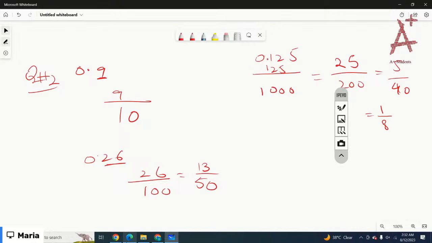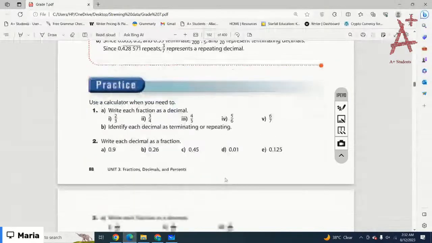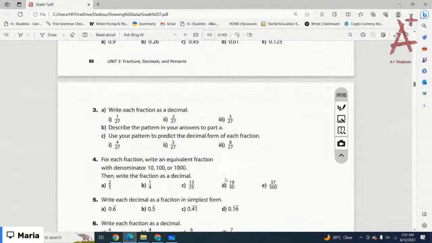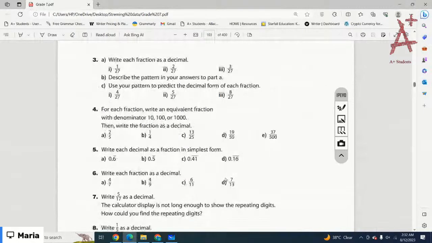Okay, let's just start with write each fraction as decimal. Let's start with question number 3. You are given the fractions, you have to describe the pattern in your answer to part A. Use your pattern to predict that. Okay, let's start with 1 over 27.